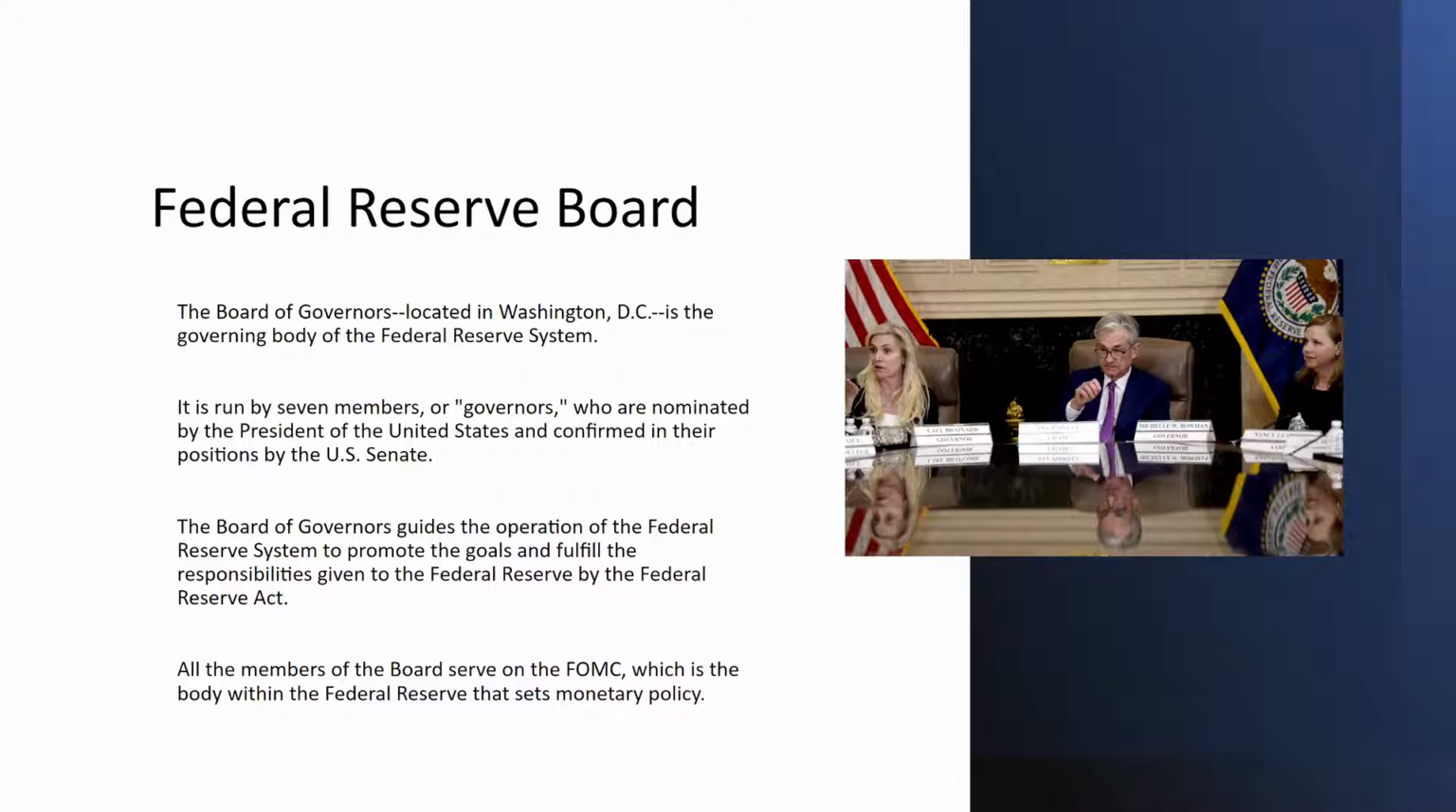This is the Federal Reserve Board. It meets in Washington, D.C., and it governs the Federal Reserve System. It has 7 members. They're called governors, and they are nominated by the President of the United States, and then confirmed by the United States Senate. The Board of Governors guides the operation of the Federal Reserve System in totality, and so it promotes its goals and fulfills the responsibilities that the Federal Reserve is given by the congressionally approved Federal Reserve Act.